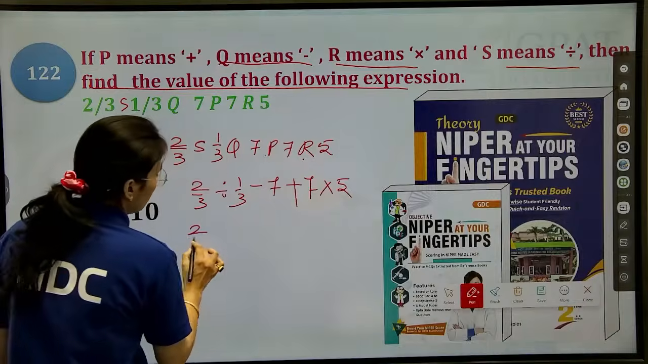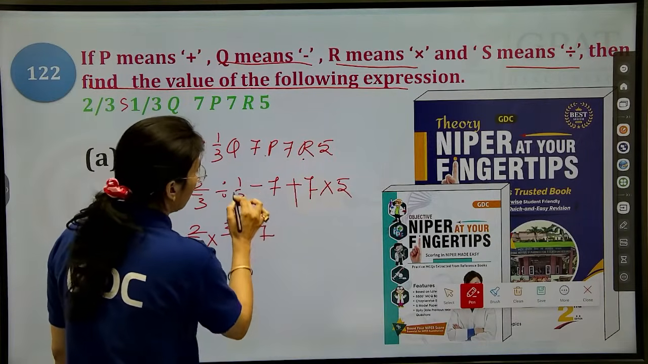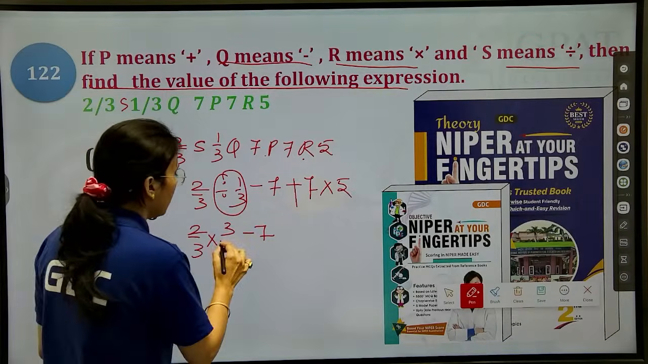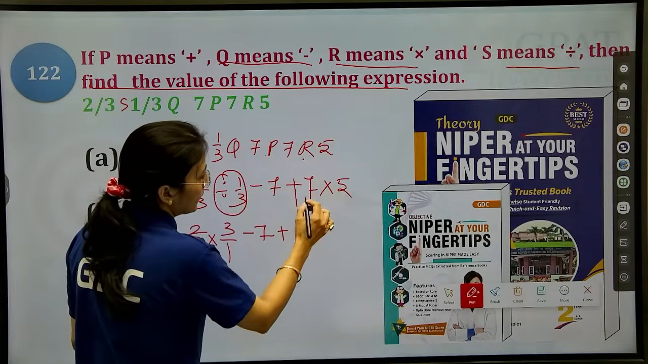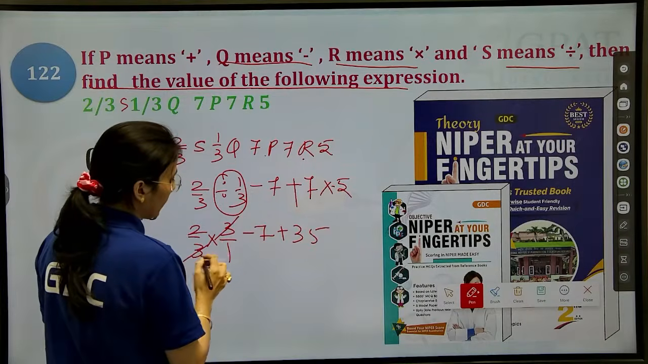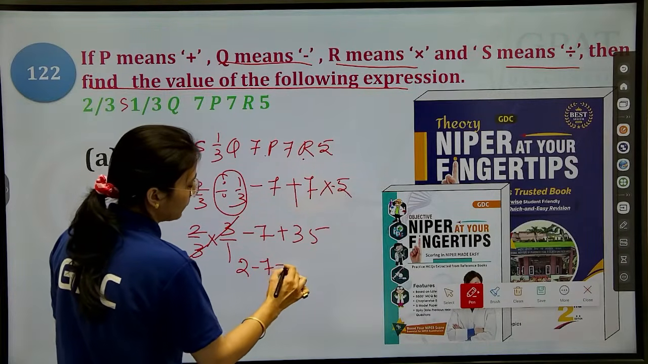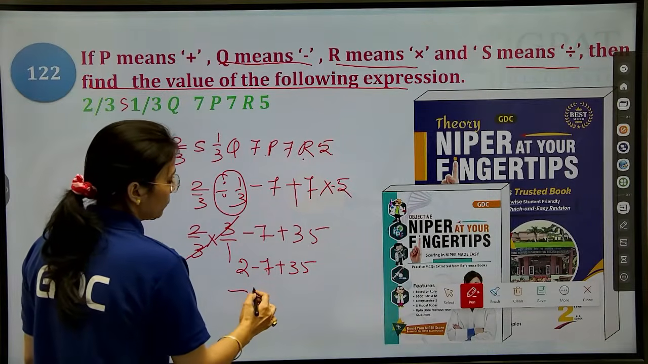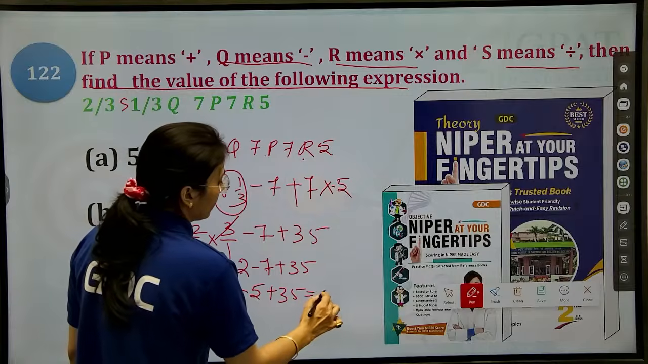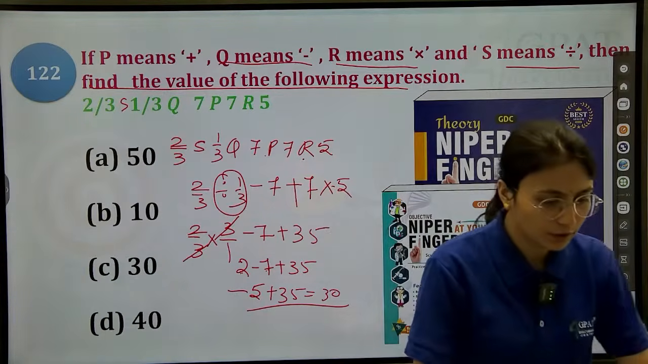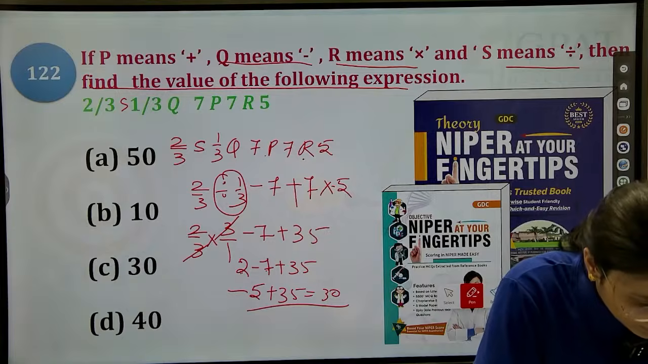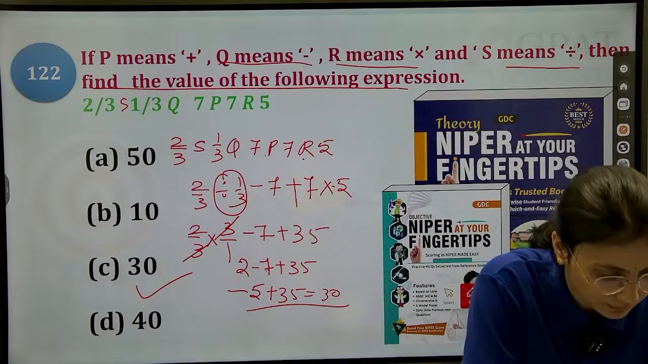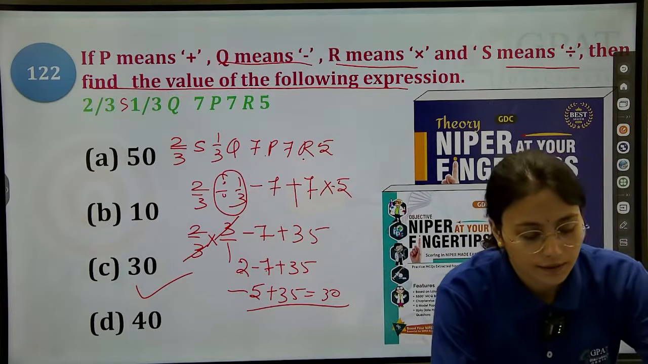That is 2 by 3 multiply 3 minus 7. You change the divide sign into multiplication by the reciprocal of the fraction. So 3 by 1 minus 7 plus 7 times 5 is 35. 3 by 3 cancels. 2 minus 7 plus 35, that is minus 5 plus 35, that is 30. That is 30, not 40. Yes, option C is correct. Vasundhara, check your answer once again. The answer is 30.